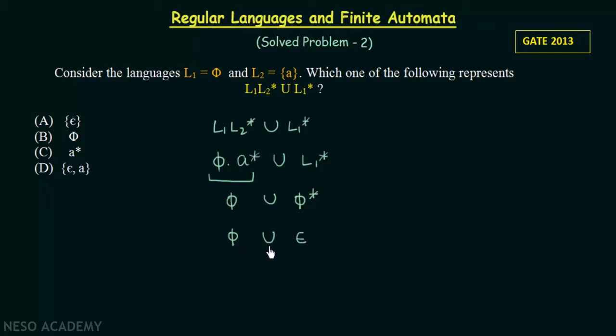Finally, we have phi union epsilon. Phi union epsilon will be epsilon itself, because phi represents nothing, and union with the empty symbol epsilon gives epsilon. Now if we look at options A, B, C, and D, option A is epsilon. So the correct answer for this question is option A, epsilon. If we perform this operation on these languages, the outcome that we get is epsilon. That is how we solve this problem.